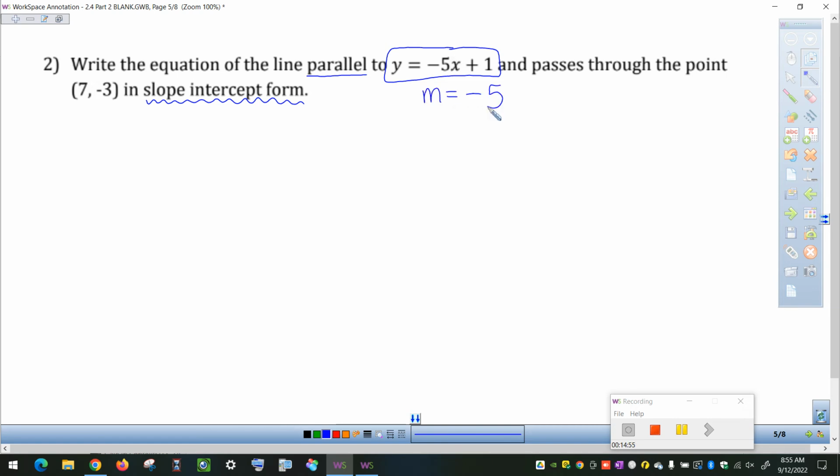So that one is -5. I'm going to cross out that y-intercept part again. We can totally ignore that. We just need to figure out the slope of our line. So just as we did before, let's say our slope is also -5.